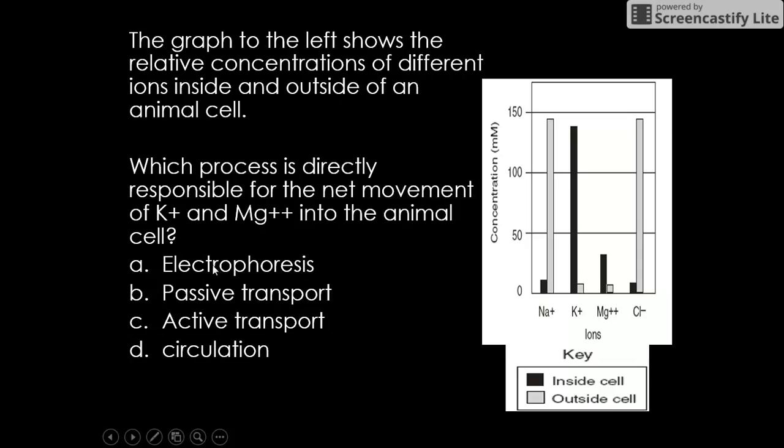Is it electrophoresis? We haven't even talked about that, so no. Passive transport does not use energy. It's the opposite. It is active transport from low concentration, these little tiny bars outside of the cell, into the cell at the high concentration. We know it is active transport.